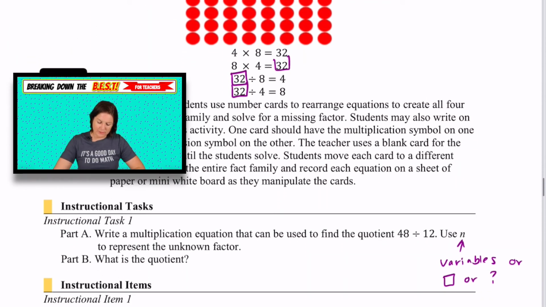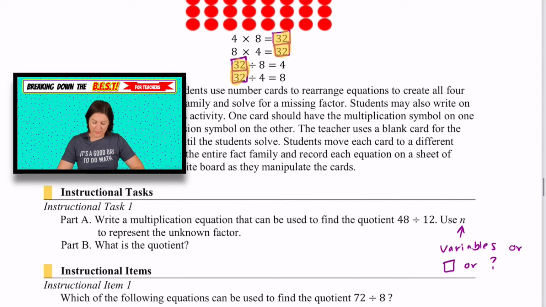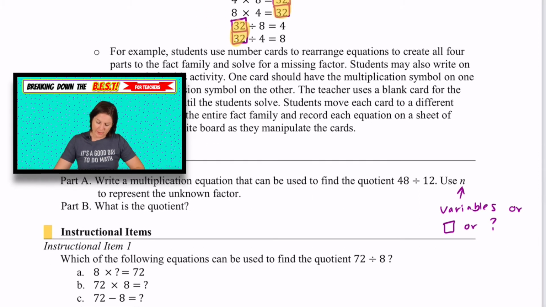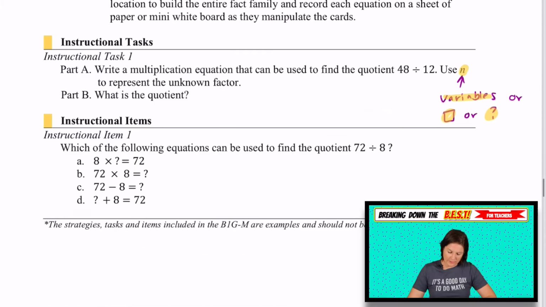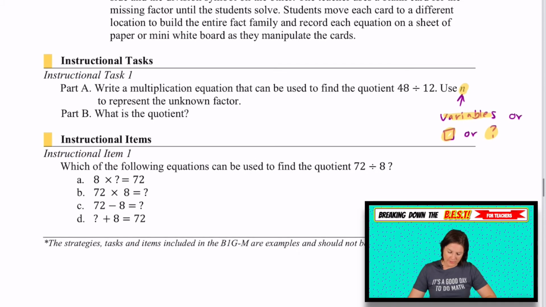Again, I'm a big fan of boxing whatever the unknown was when we're creating those fact families to help students connect it. You can use N, I mentioned using a box, variables, or a question mark. And these are some types of problems that they might ask to help us understand what the standard looks like in action. Okay? So all about rewriting division as a multiplication missing factor problem.